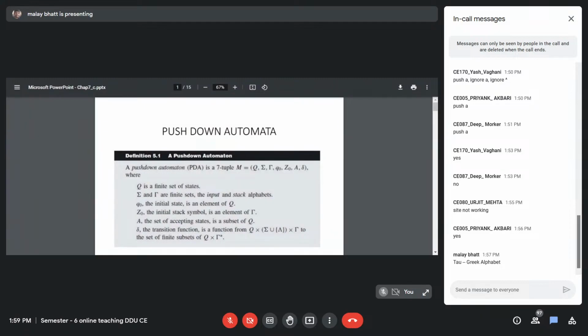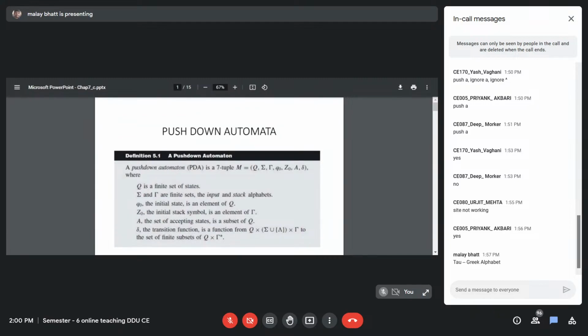A set of states, input alphabet, stack alphabet tau, Q0 a starting state, Z0 special symbol, A accepting states, and transition function. So it depends on 3 input parameters: state, input union null, and the top of the stack. And the output of the transition function is not only state, but it is a combination of state along with stack alphabet. That is how we'll define the push down automata.